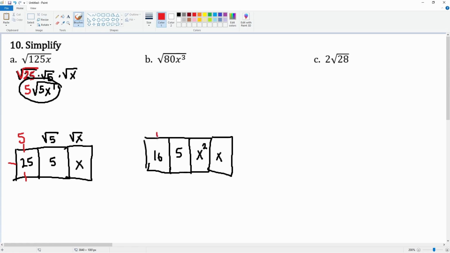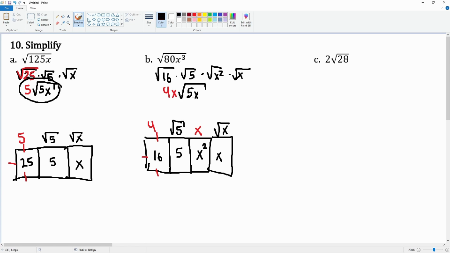Okay? We know the length here of 16, that is 4. The length of 5 is nothing, so square root 5. The length of x squared is just x, and the length of x is just square root x. So this breaks down into radical 16 times radical 5 times radical x squared times radical x. So the answer here, this becomes 4, this becomes x, and then what's left inside the radical was a 5 and an x. And that is your answer.